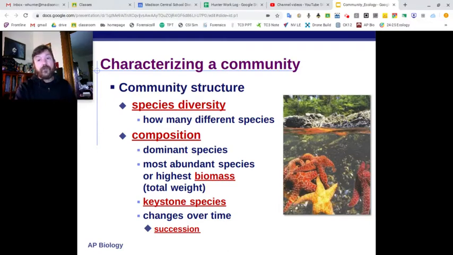Keystone species. So keystone species, that name is derived from when you're building a stone arch. You go up the sides, and at the top, there's a stone that holds the whole thing upright. That is called the keystone. If you pull the keystone, both sides of the arch will collapse. And so that's the same idea with ecosystems. If you pull a keystone species out of there, you may cause collapse of the whole ecosystem, which is obviously not good. And then we have succession, which we'll get to in a minute.